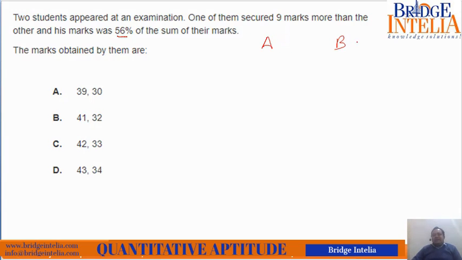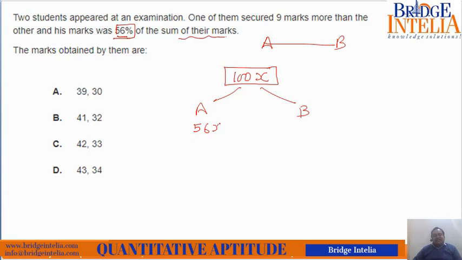So assume that the sum of their marks is 100x. So assume the total marks obtained by these two students is 100x. Then one of them scored 56% of the sum of their marks. So let's assume A scored 56x, that means 56% of the sum. That means the remaining was scored by B.